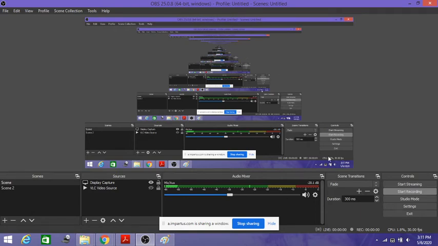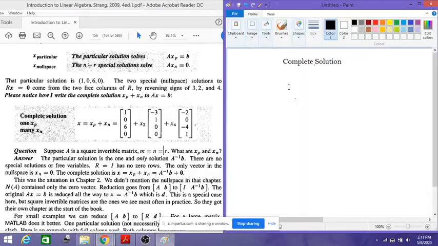Hello everyone. In the last session we were discussing the complete solution. In today's session we are going to continue with the same thing. We are going to see the different forms of complete solutions. What we had discussed in the last tutorial was how to find the complete solution.